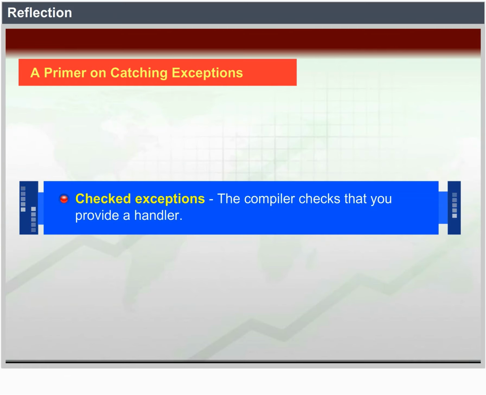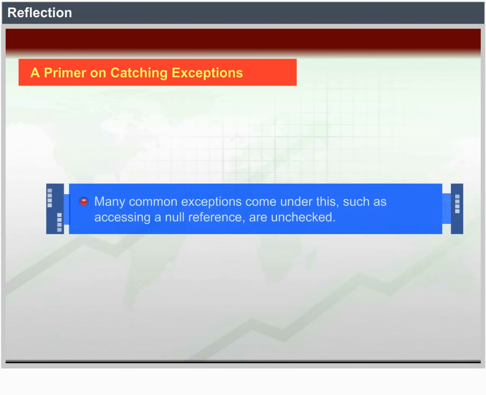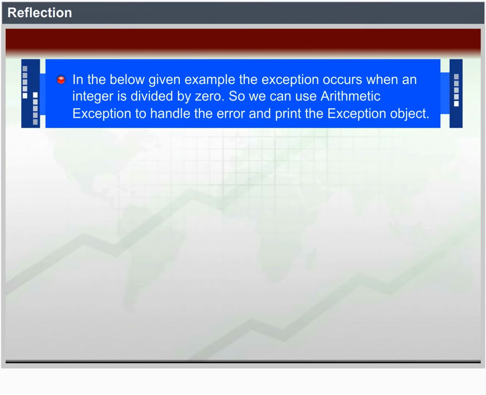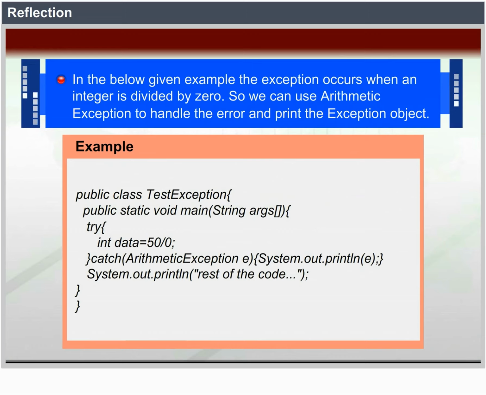Checked exceptions: the compiler checks that you provide a handler. Many common exceptions come under unchecked, such as accessing a null reference. In the below given example, the exception occurs when an integer is divided by 0. So we can use ArithmeticException to handle the error and print the exception object. Example.